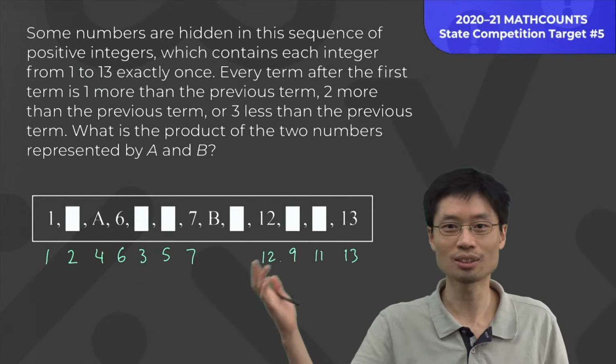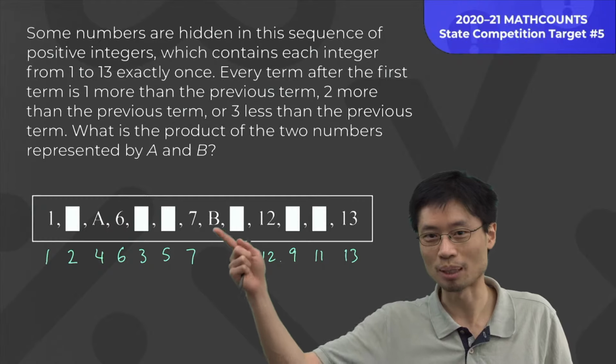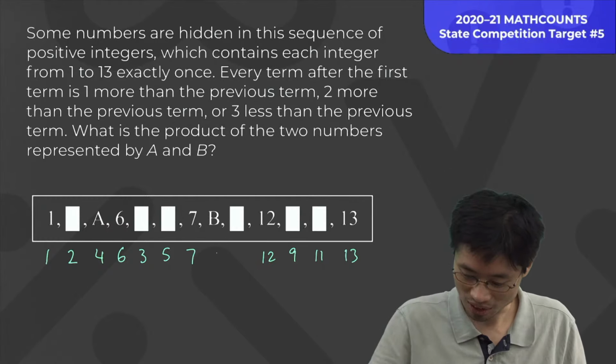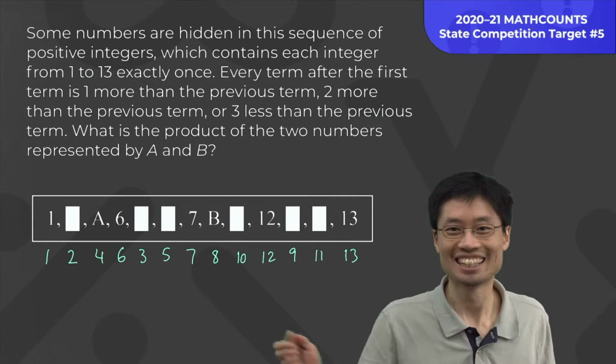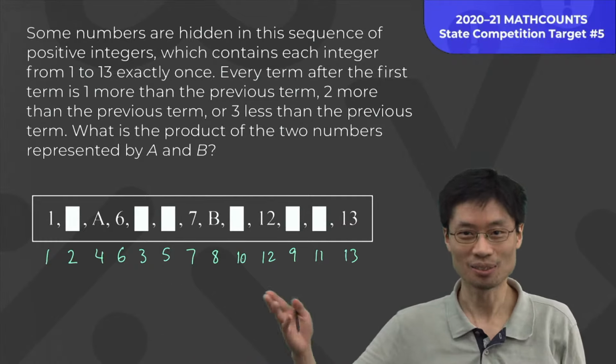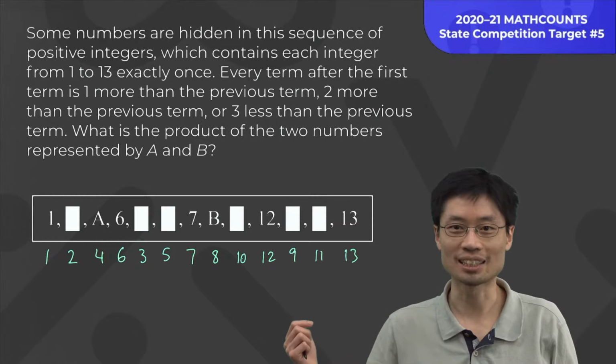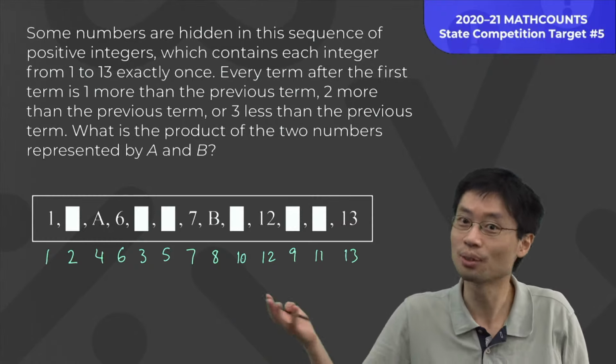So from 7, it looks like the same pattern again. So I bet I go by +1 and then the +2 thing. I think it works. We got it. We got all of the numbers from 1 to 13. We have everything exactly once. We always went by +1, +2, or -3.